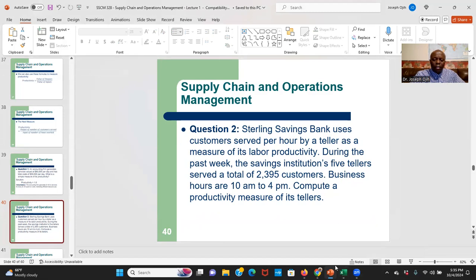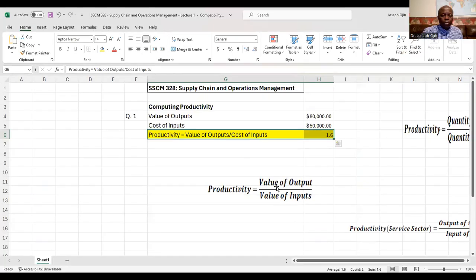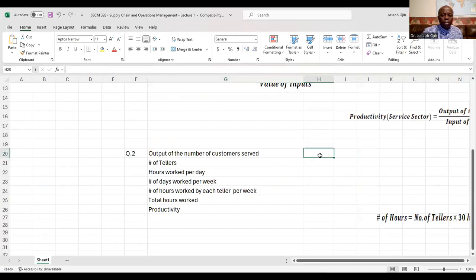Let's start from there. Let me write it down. 2,395 customers they served. So they have 5 tellers, right? Let's go and put it in Excel. Output: number of customers served, 2,395 customers, and they have 5 tellers.